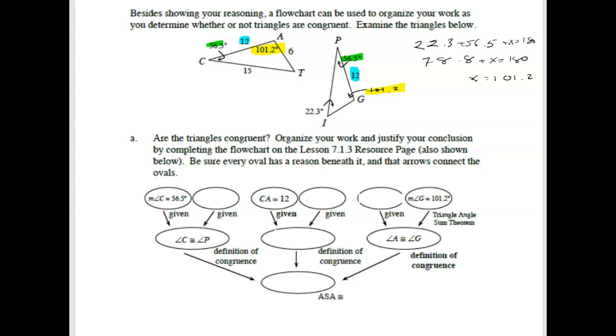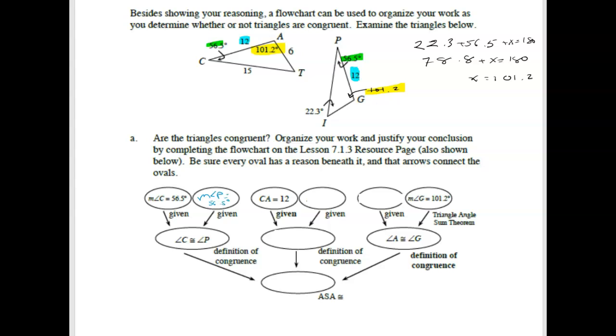All right, so let's go ahead and fill out what we know. I was told that the measure of angle C is 56.5. It's given information. So I want the angle that goes with 56.5 in the other triangle, and I already highlighted, it's angle P. So the measurement of angle P is 56.5 degrees. Given information. Notice that these two arrows point to angle C congruent to angle P. Definition of congruence, so I don't have to worry about that.